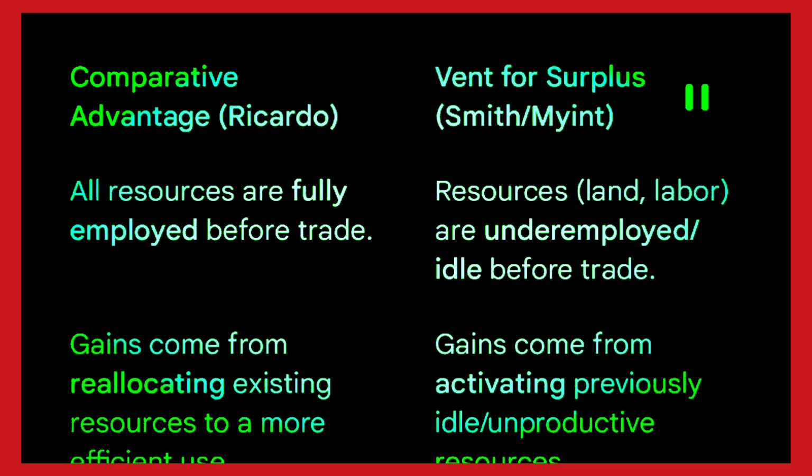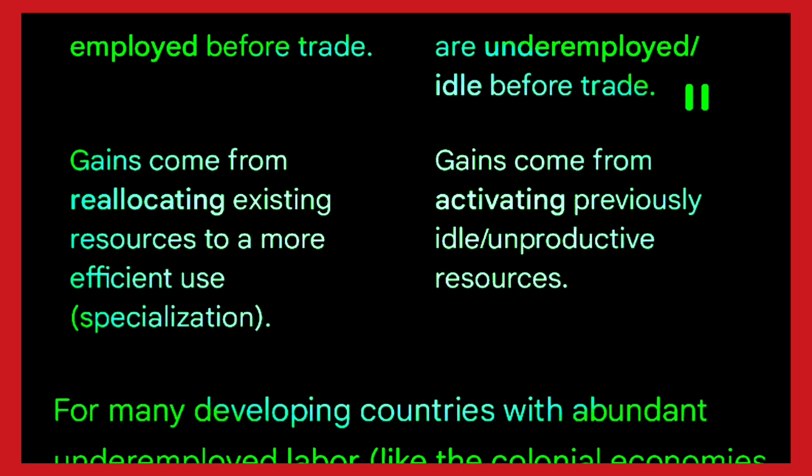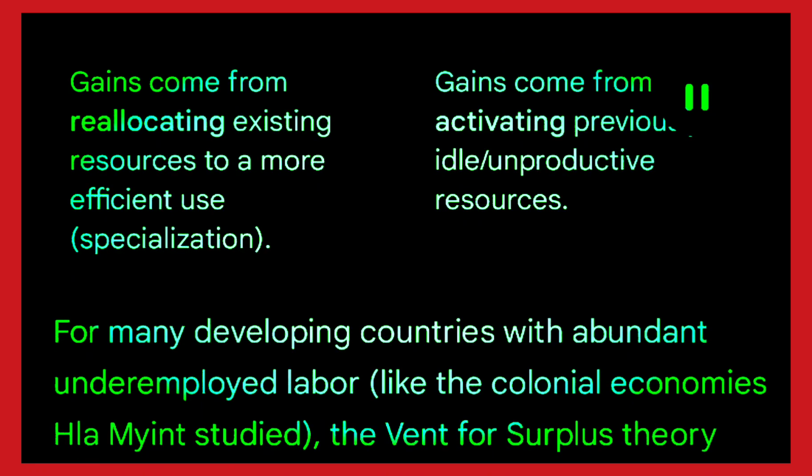Resources, land and labor, are underemployed or idle before trade. Gains from trade: gains come from reallocating existing resources to a more efficient use, specialization. Gains come from activating previously idle or unproductive resources.